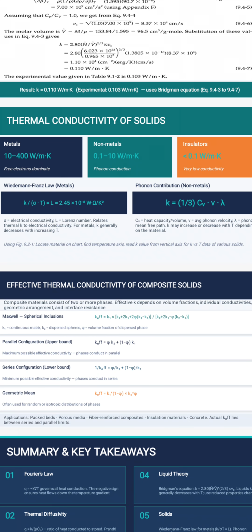Next is thermal conductivity of solids. For metals, it varies from 10 to 400 watt per meter per Kelvin. For non-metals, it varies from 0.1 to 10 watt per meter Kelvin. And for insulators, it is less than 0.1, very low conductivity. Now, according to the Wiedemann-Franz law, K by sigma T is equal to L, which is approximately equal to 2.45 times 10 to the power minus 8 watt ohm per Kelvin square. For the phonon contribution in non-metals, K is 1 by 3 Cv v lambda.